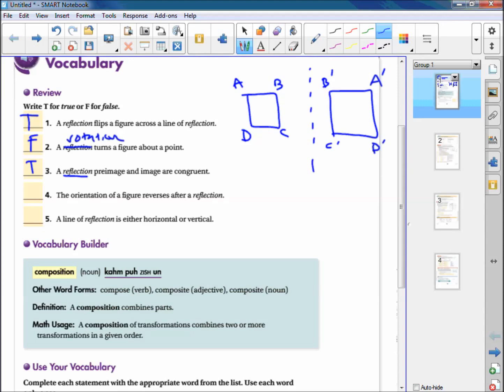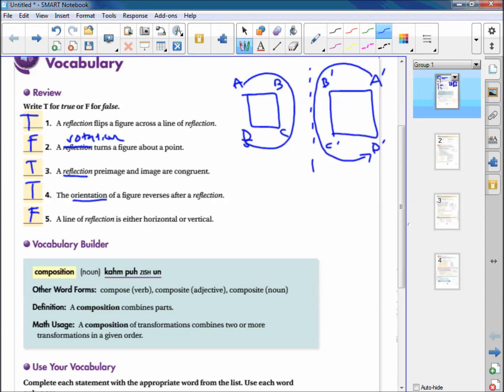All right, so the orientation of a figure reverses after reflection. This is true. You can take a look at this square here. Originally, it's going A, B, C, D in clockwise order, but now it's going A prime, B prime, C prime, D prime in counterclockwise order in the image. So the pre-image and the image have reversed orientation. Okay. So a line of reflection is horizontal or vertical. This is false. We don't just have to reflect across horizontal and vertical lines. We can reflect across any line.